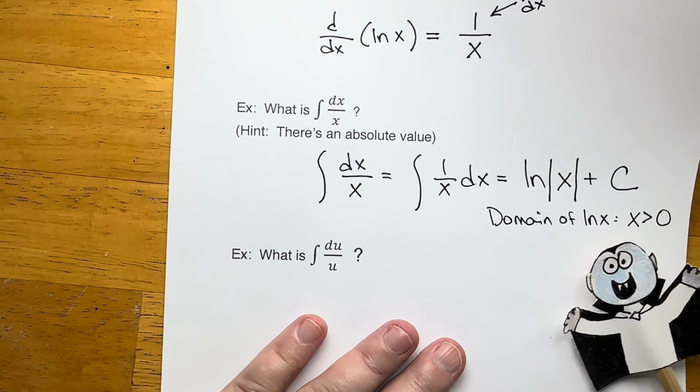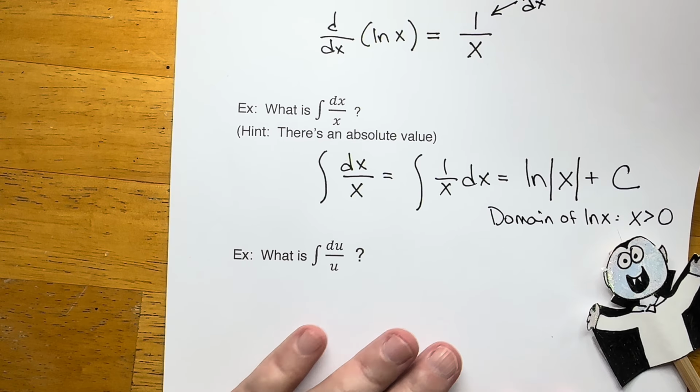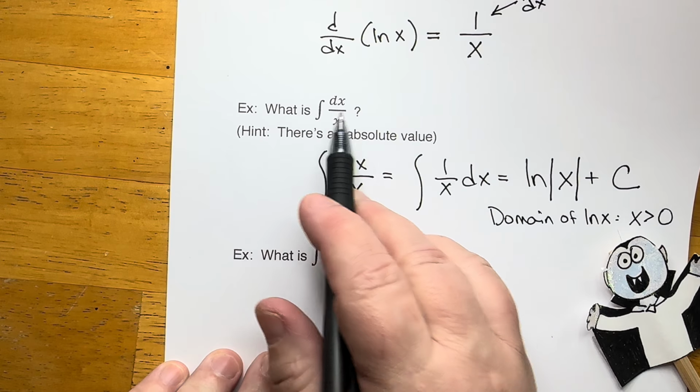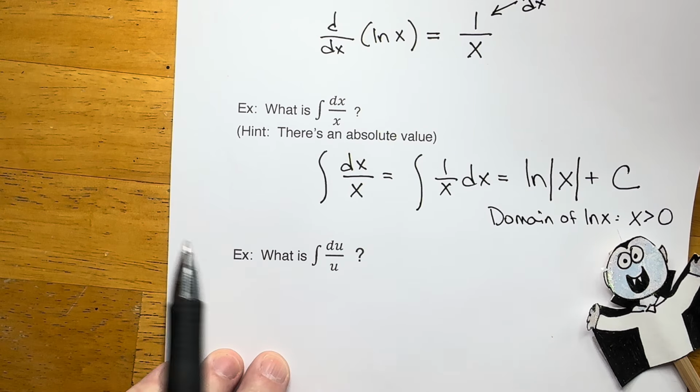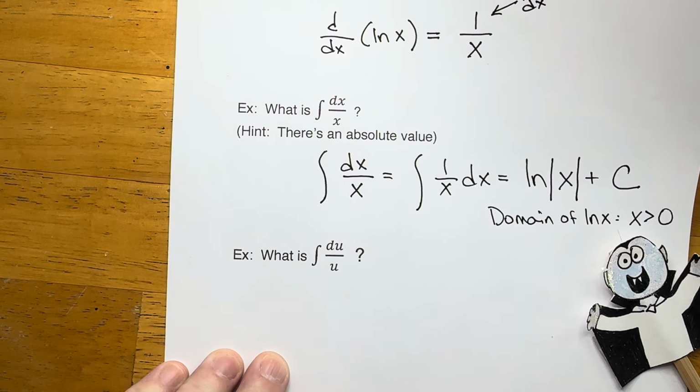Okay, here we go. Let's do this last one. Now, how does this differ from this? Well, dx over x just doesn't have any surprises in it. It is literally just talking about x.